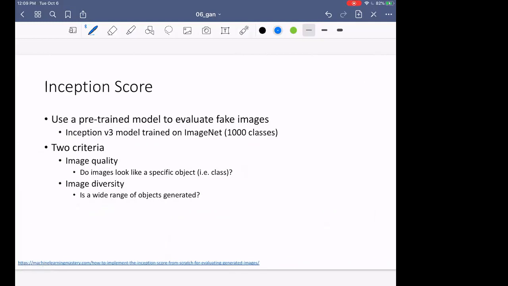The reason for using inception score is there are two criteria. First of all, you want to evaluate the quality of your image, like how realistic-looking your fake image is. The higher the quality, or the more realistic your fake image is, the more it must look like some object, like a bird or a car or a bicycle, some class, because we are using the Inception v3 model which has 1,000 classes.